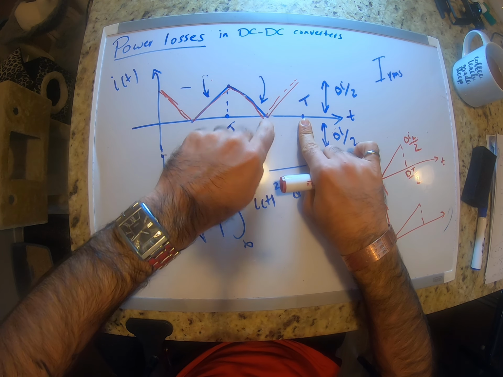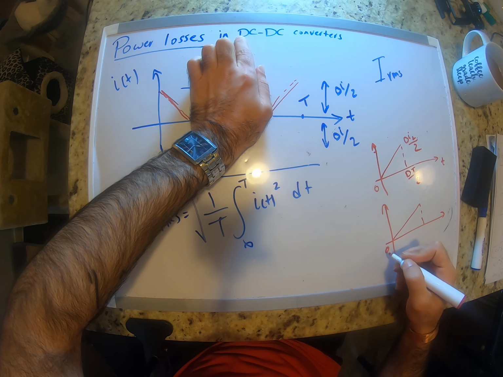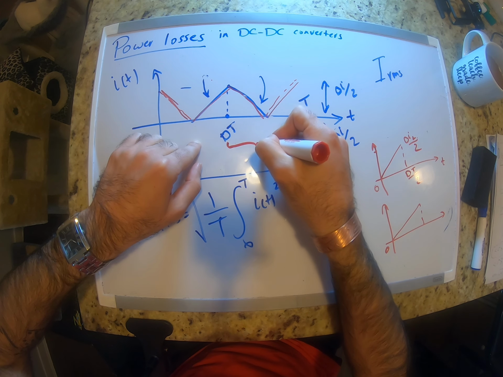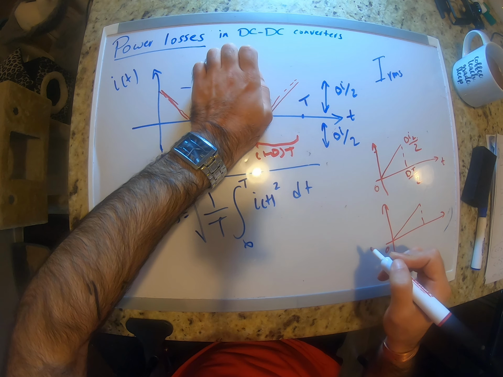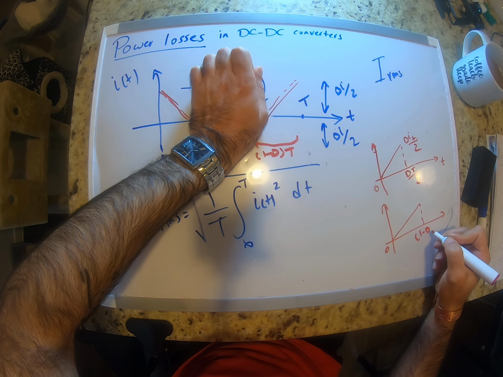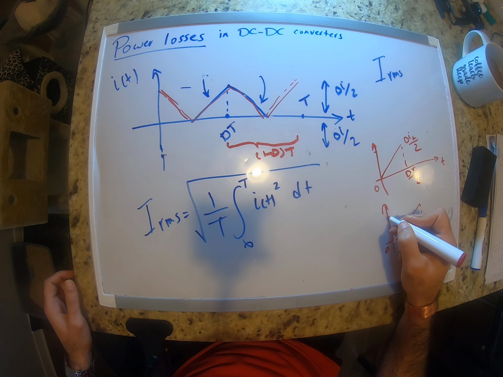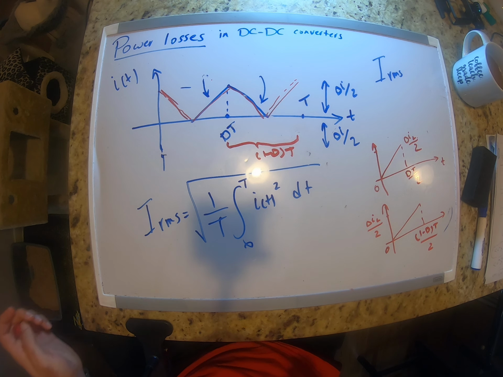For this line, I assume that the axis starts from here. This is 0. This distance is 1 minus d times t, right? So this one is going to be 1 minus d times t divided by 2. Okay, and the same thing here. This is going to be delta IL divided by 2.